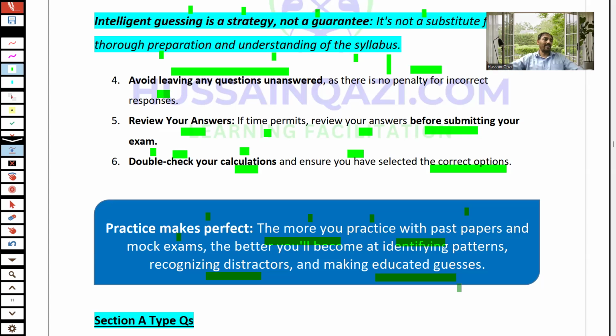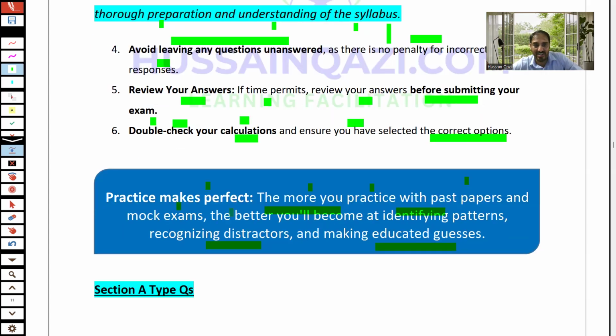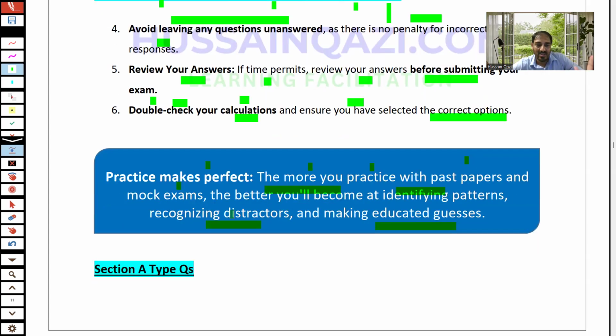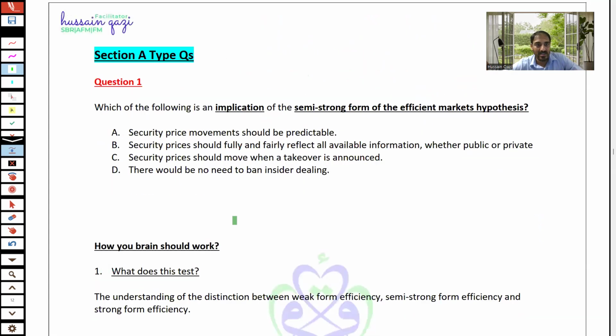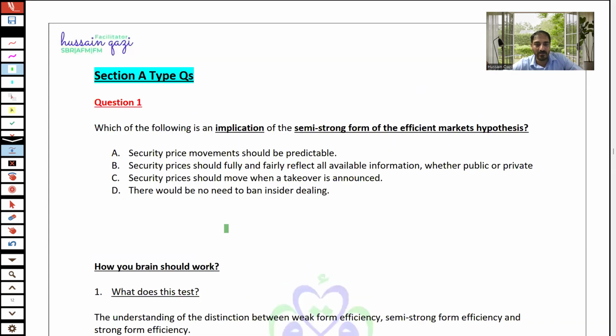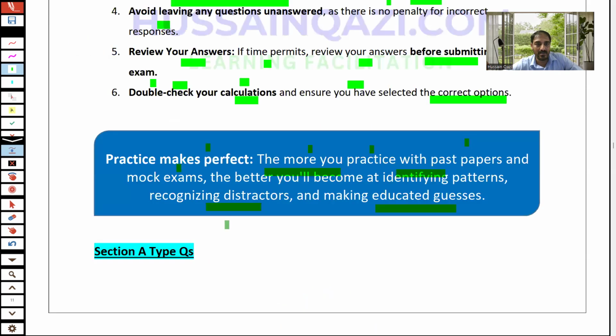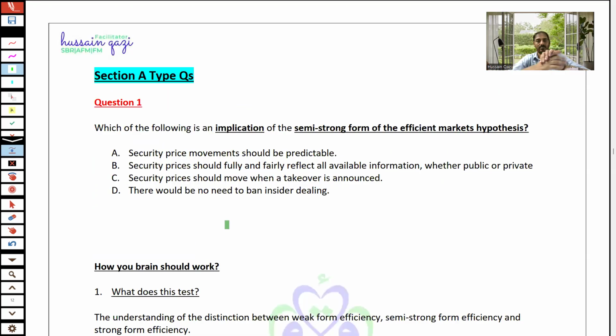Now, whatever I have shared here, let's start. That's section A type questions. This is one of the questions, a section A type question, that I've extracted from the March June 24 examiner report.